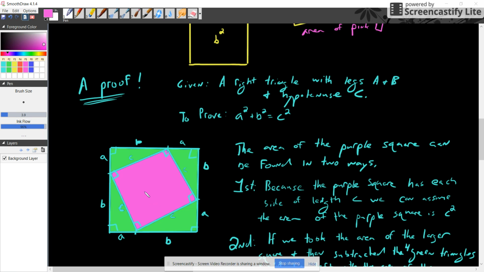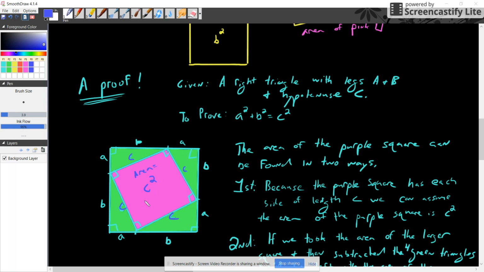So the area of the purple square is going to be c squared, and we're going to find it in 2 ways. So the first way is, because the purple square has each side of length c. If you can't see it, this is the c, c, c, and c. This is a square. This has an area of c squared. This is our area.